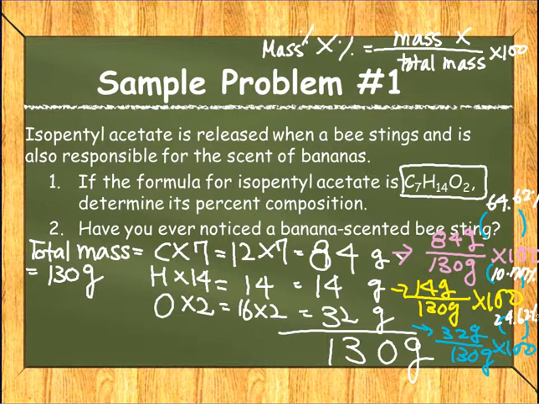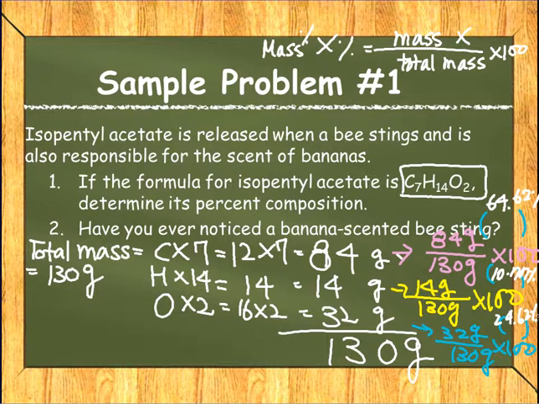So I have 64.62 plus 10.77 plus 24.62. I get 99.59, which rounds up to 100. So that's a good way to check your math, because if they don't add up to 100%, then you did something wrong. Make sense?